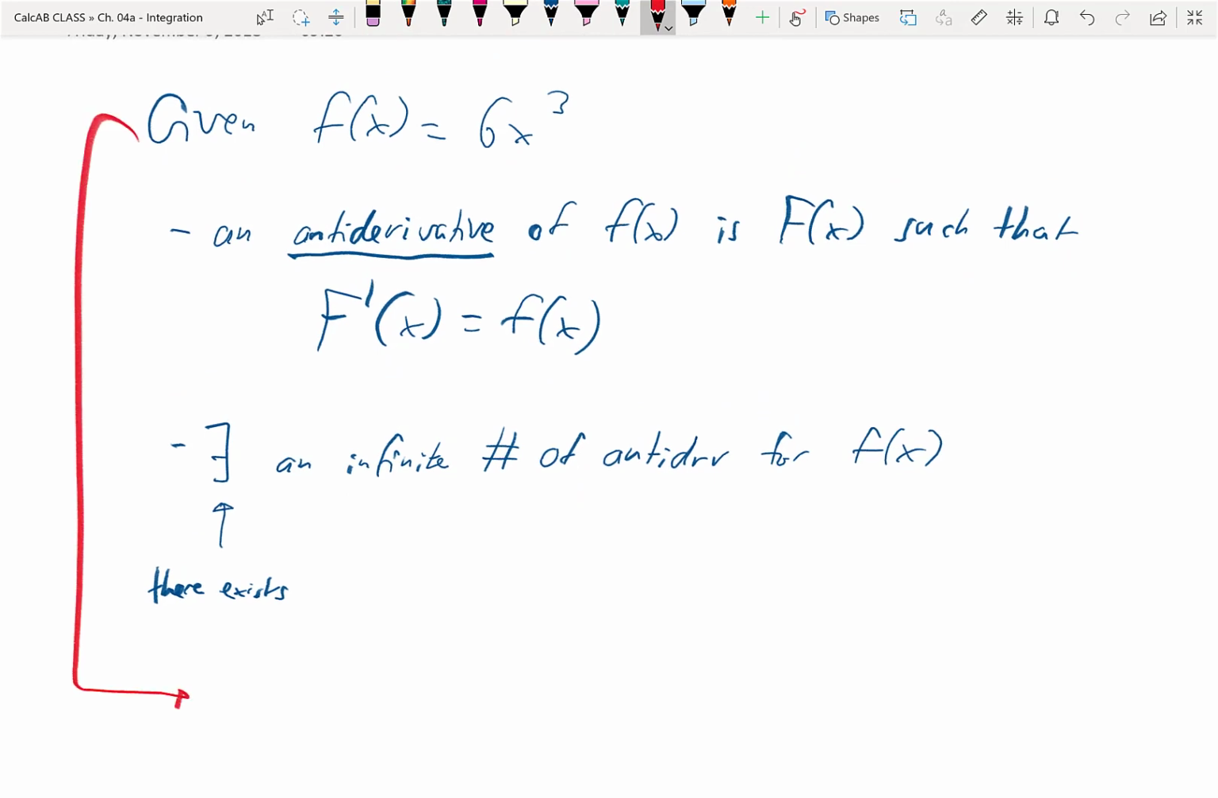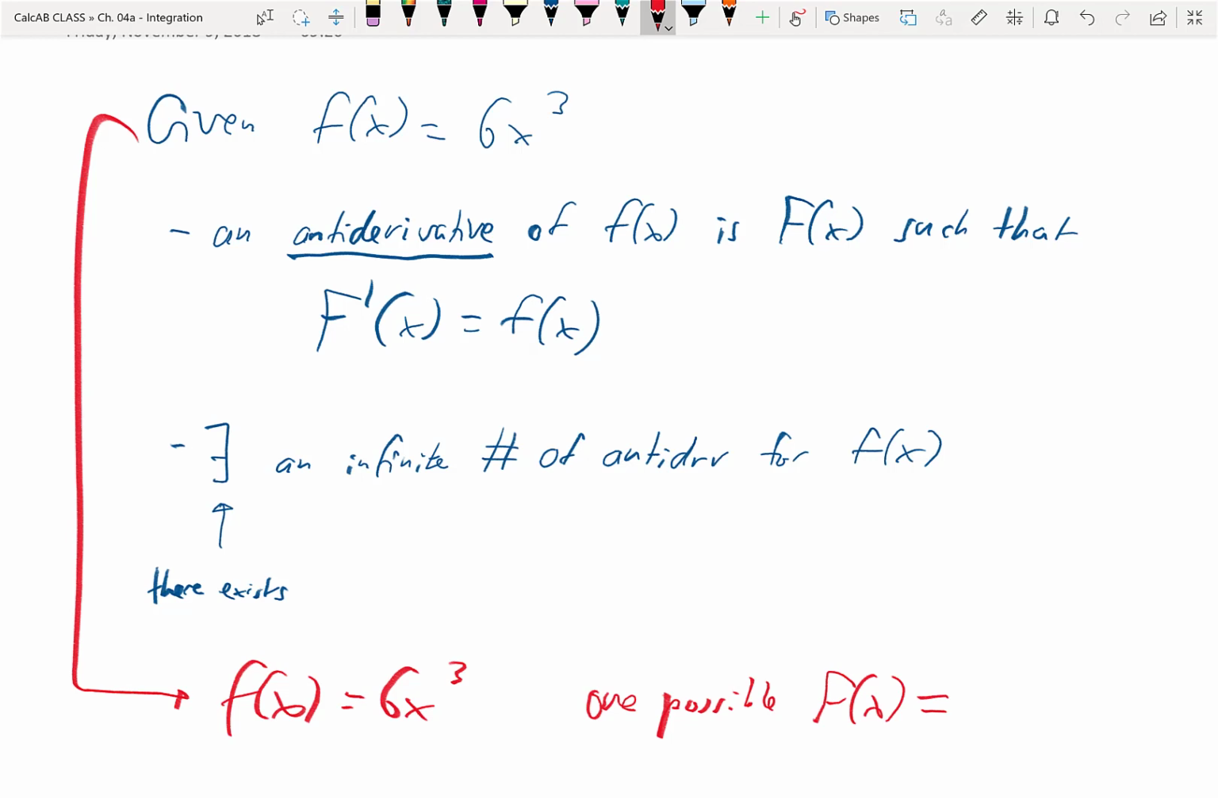So let's return back to f of x is equal to 6x cubed. Can you give me one possible f of x, one possible big F of x? 6/4 x to the 4th power. Can we simplify 6/4? 3 halves. How'd you do that, Ricardo?